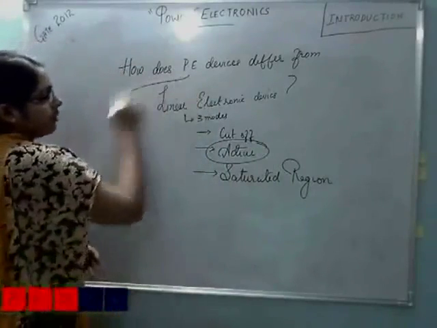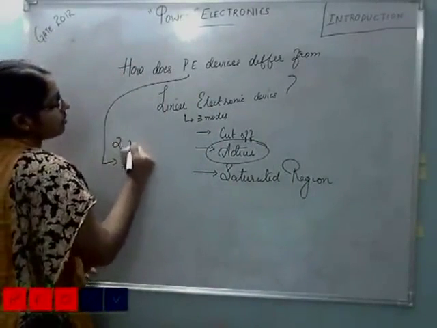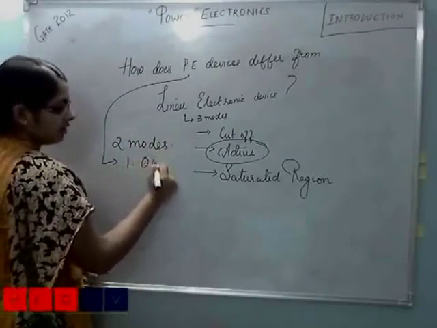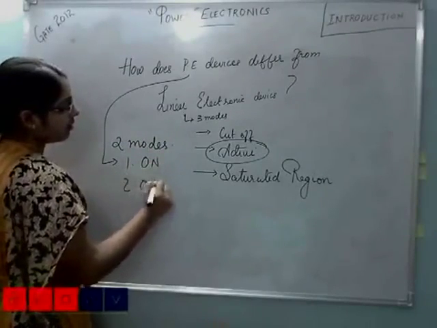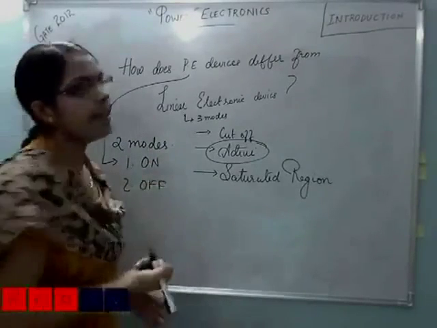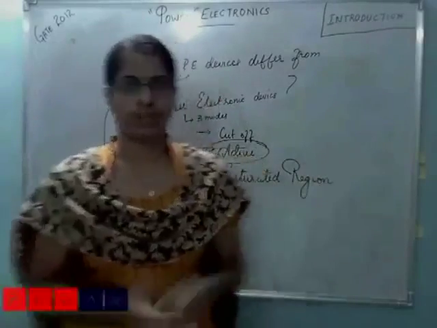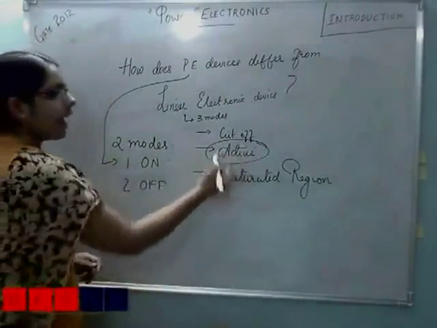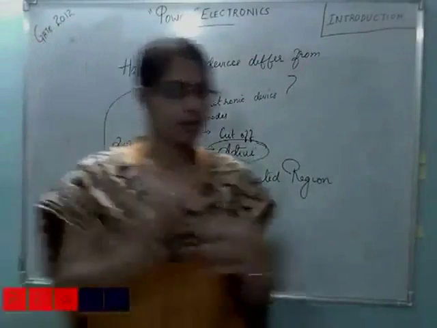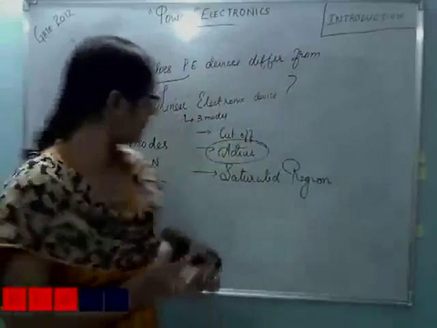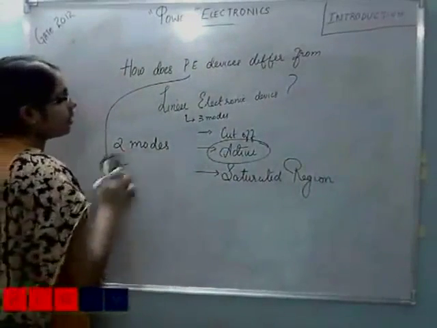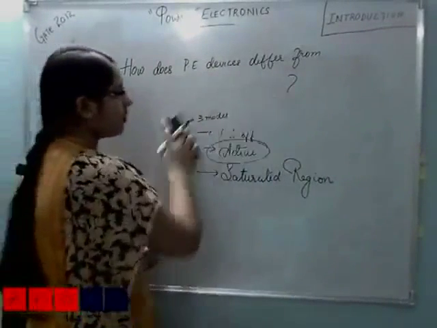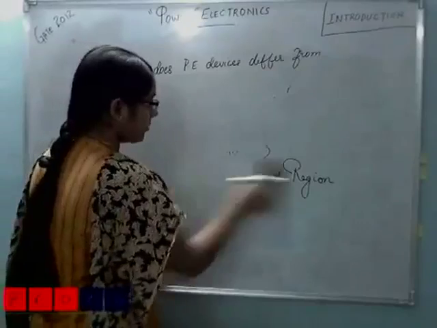But in power electronic devices, we have only two modes of operation. One is on, second is off. So, a power electronic device is nothing but a switch. It has one on operation and one off operation. It does not have this active part, which is a transition between on and off. So that is another difference which you can say about power electronic devices compared to the linear electronic devices.